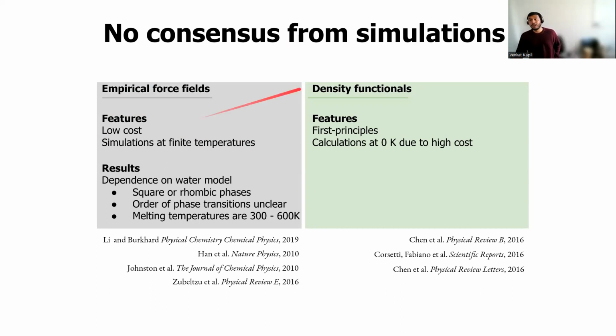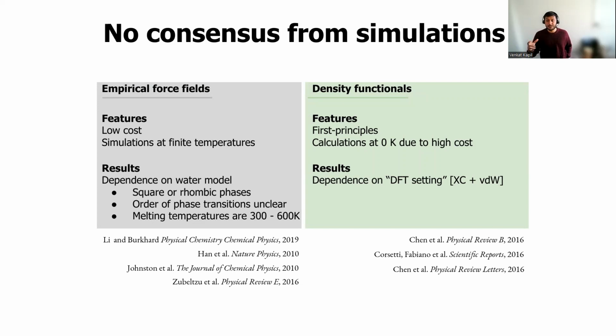On the other hand, you have density functional theory based calculations, which are generally restricted to 0 Kelvin due to their very large cost. In this case, this is in principle a first principles approach. But of course, in practice, you have dependence coming from your exchange correlation as well as your van der Waals terms, which model long range interactions. And depending on which setting you use, you can get different types of phases like hexagonal, pentagonal, square, or rhombic. Or if you choose a different model, you can just get a square phase.